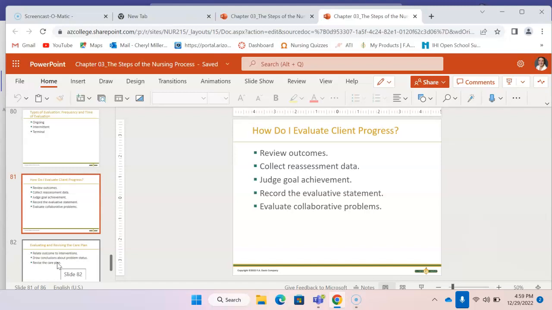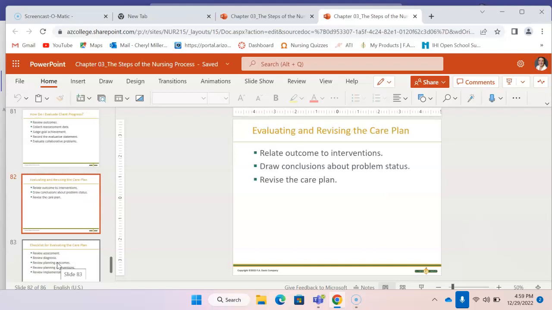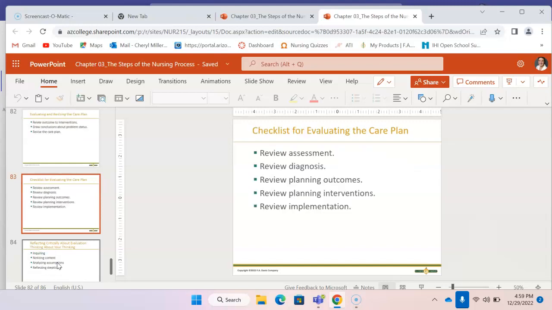How do I evaluate clients' progress? Well, you look at the outcomes, you look at the collection of reassessment data, O2 sats, you judge that outcome, is it met or not met, and then you record that. If you don't meet it, then you need to make a little more note of what you are going to do to change the plan because you have not met it. Okay? Evaluate, revise the care plan based on this.